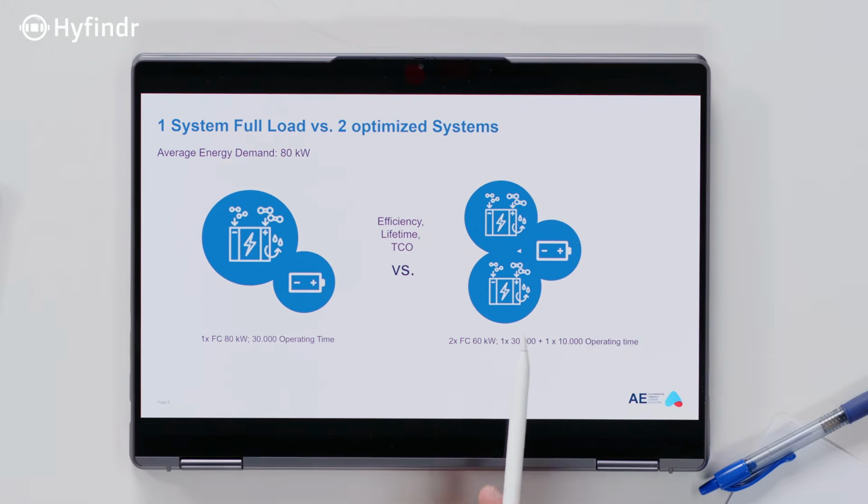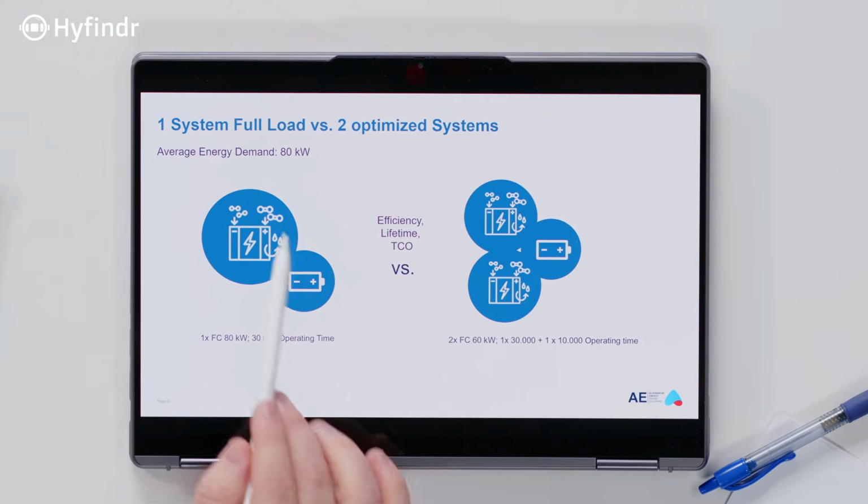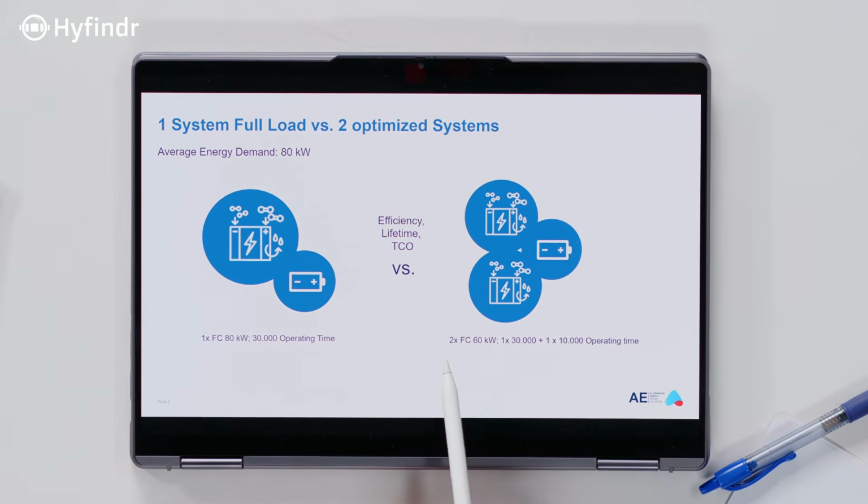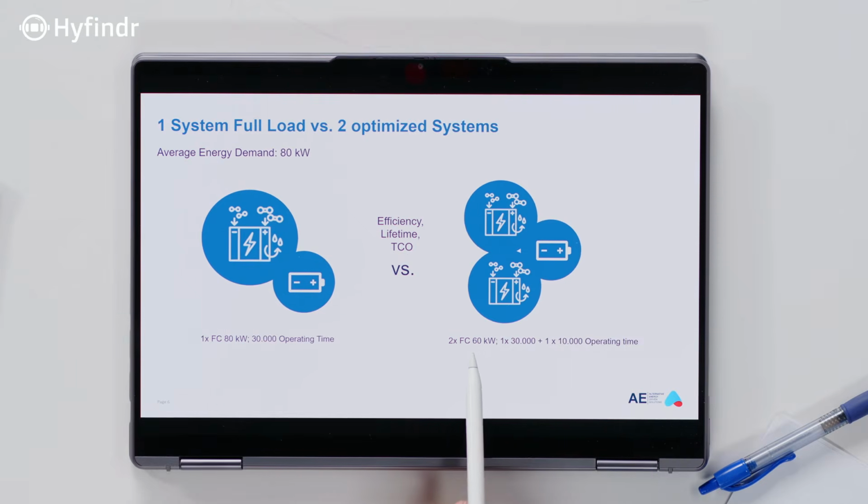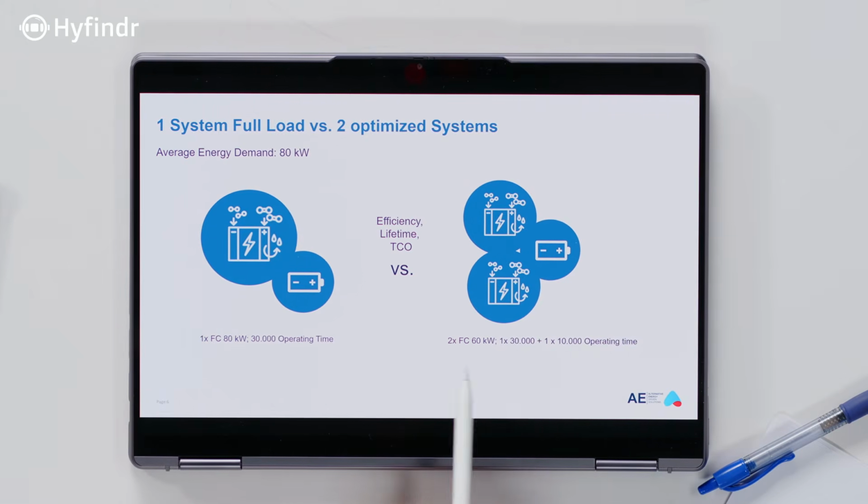The other thing is that you combine two smaller fuel cell systems. An example on the right side: you see this average energy demand of 80 kilowatt. You take two smaller systems, so not 80 kilowatt, but two 60 kilowatt systems, and one system runs continuously, for example for 30,000 hours, and you activate the second system, in this case for 10,000 hours. All in all you have a better lifetime and lower hydrogen consumption.